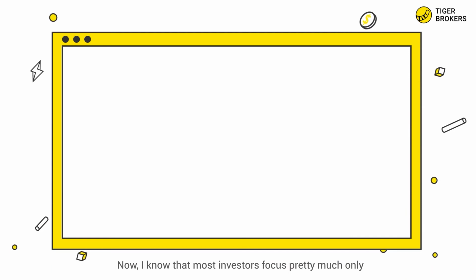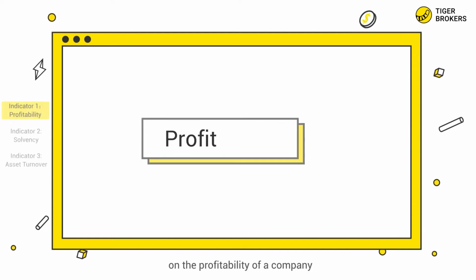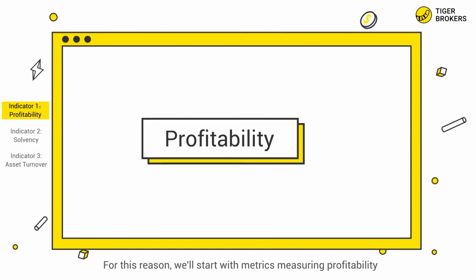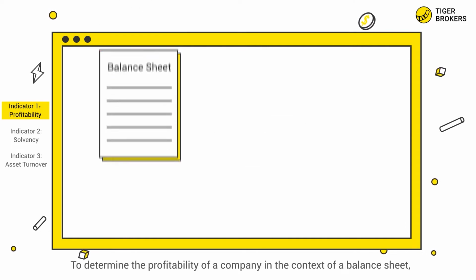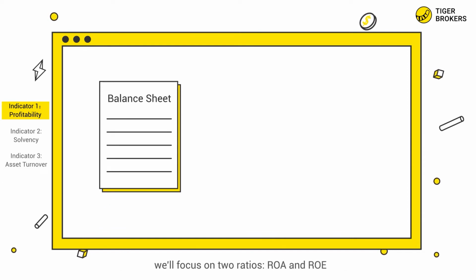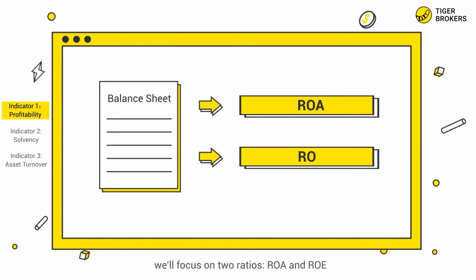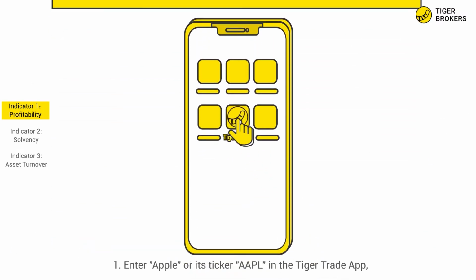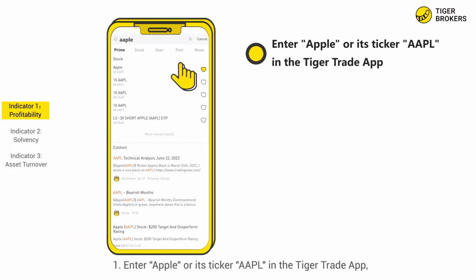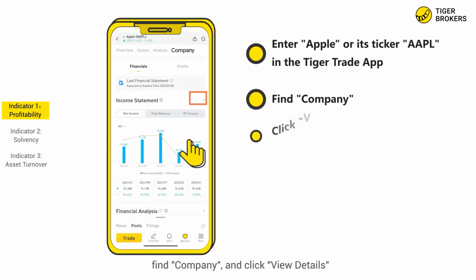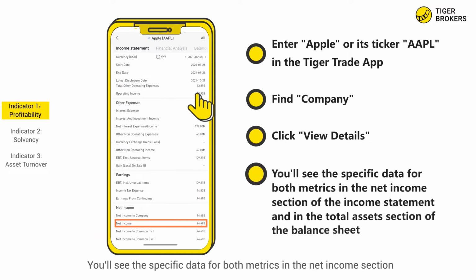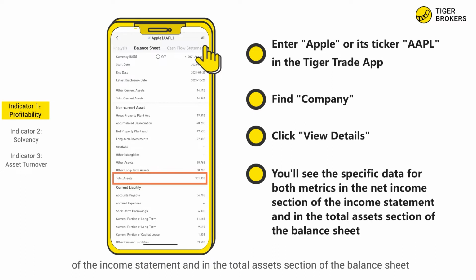Now, I know that most investors focus pretty much only on the profitability of a company. For this reason, we'll start with metrics measuring profitability. To determine the profitability of a company in the context of a balance sheet, we'll focus on 2 ratios, ROA and ROE. So how do we find these ratios? 1. Enter Apple or its ticker AAPL in the TigerTrade app, find Company, and click View Details. You'll see the specific data of both metrics in the net income section of the income statement and in the total assets section of the balance sheet.